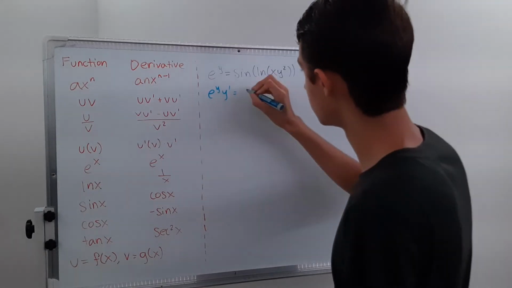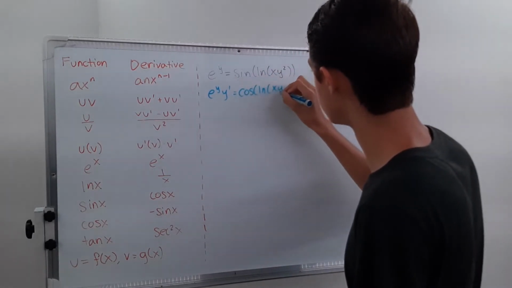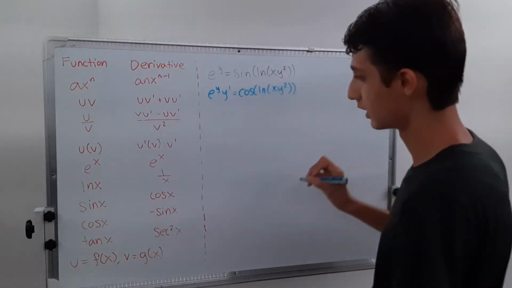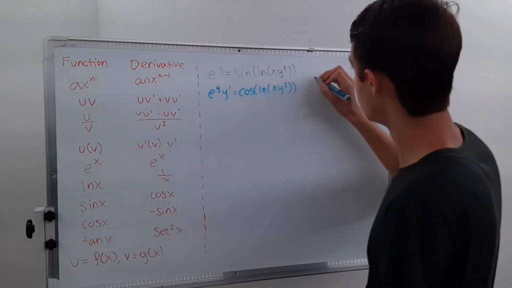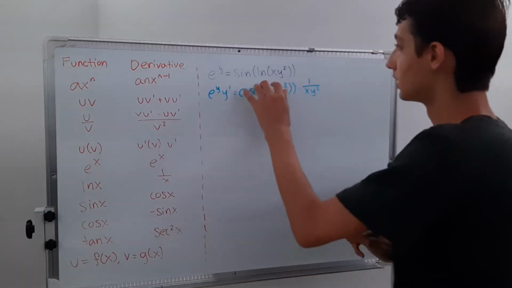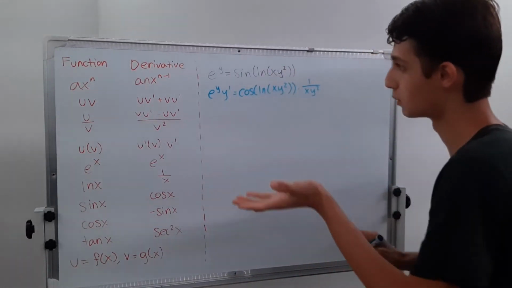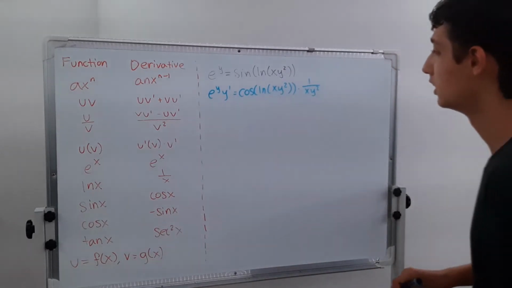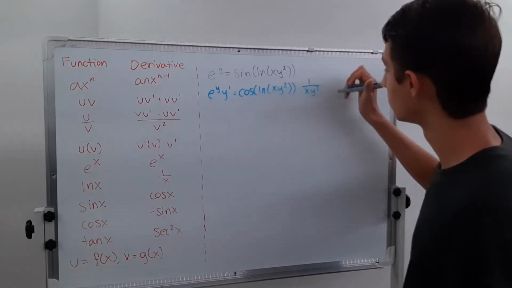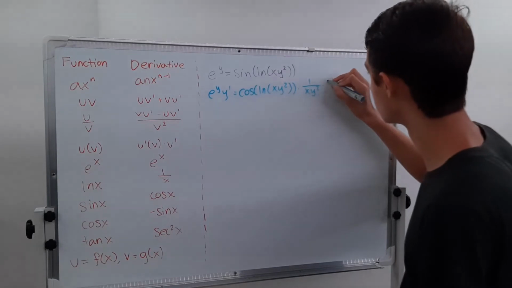So sine of that is going to be cosine of the natural log of xy squared, right, times the derivative of the inside, which is going to give you 1 over xy squared. But we're not done because this is a function inside of this function, which we did a couple in the last episode. So inside of here, this is going to be 1 over xy squared times the derivative of this, which is the product rule.